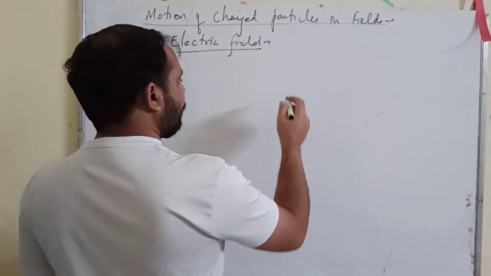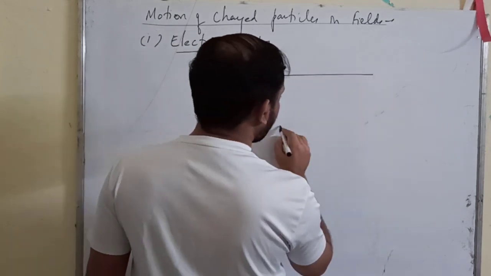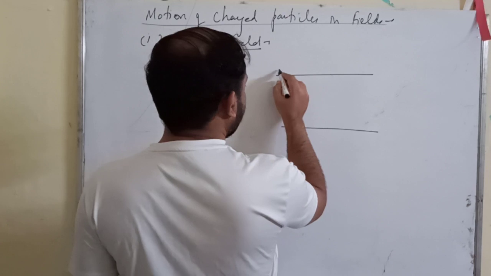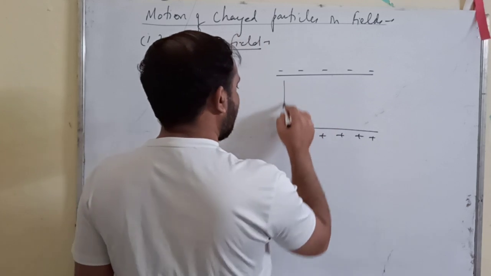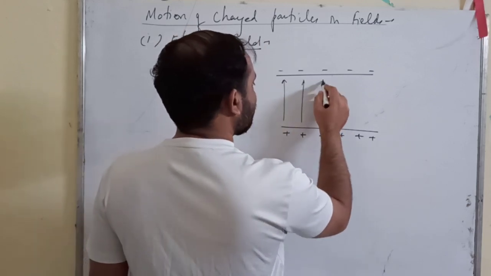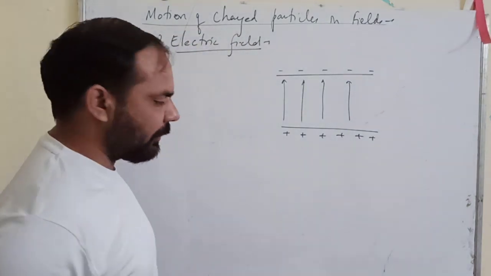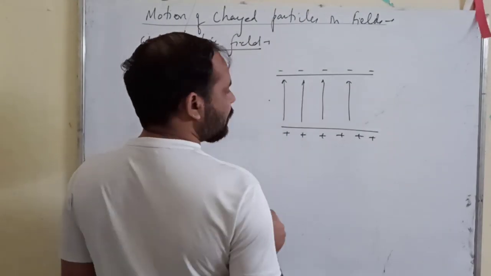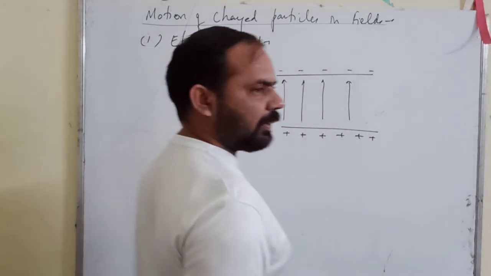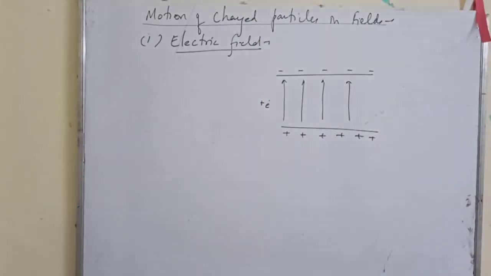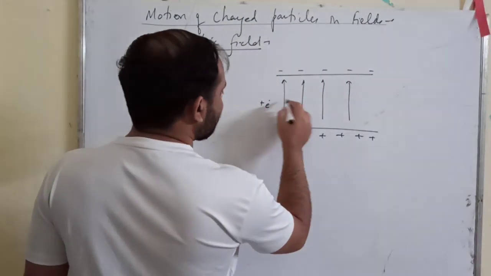Okay, so let us suppose that we have generated an electric field here. The direction of the electric field is from positive charge towards the negative charge. Now suppose a charged particle, plus E, enters in this field.